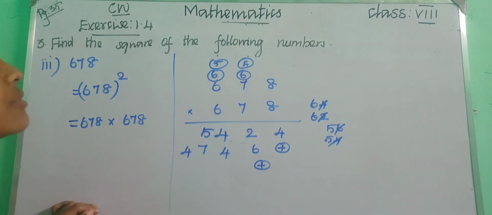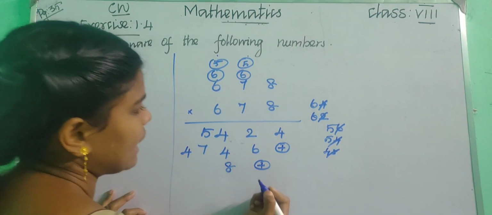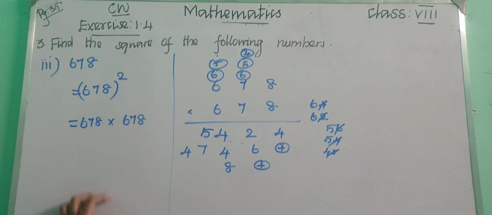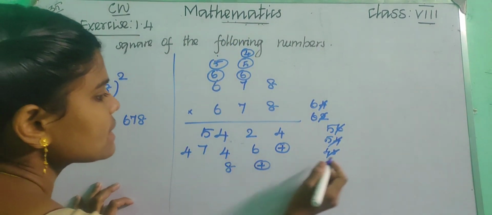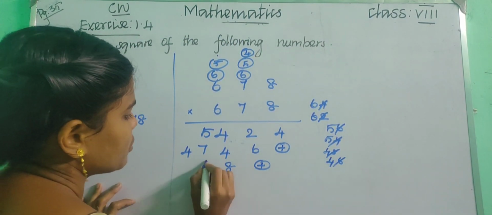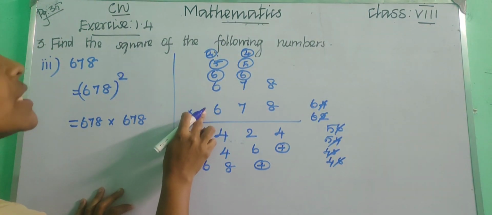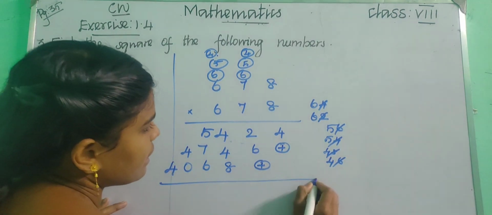6 eights are 48. Put 8 here and 4 in the top. 7 sixes are 42. 42 plus 4, 46. Put 6 here and 4 in the top. 6 sixes are 36. 36 plus 4, 40. Okay children, now we can add.